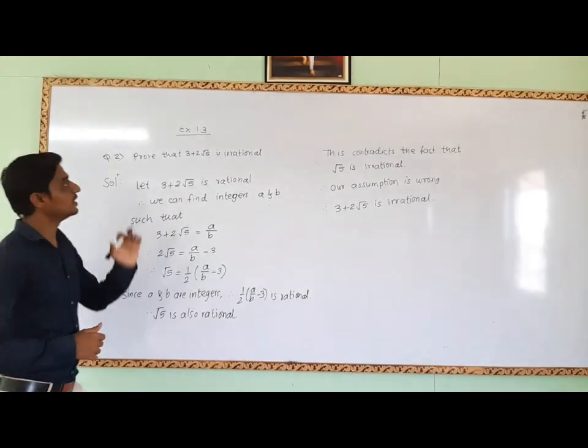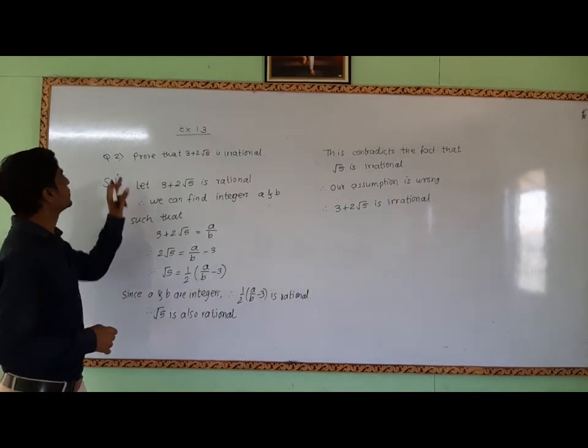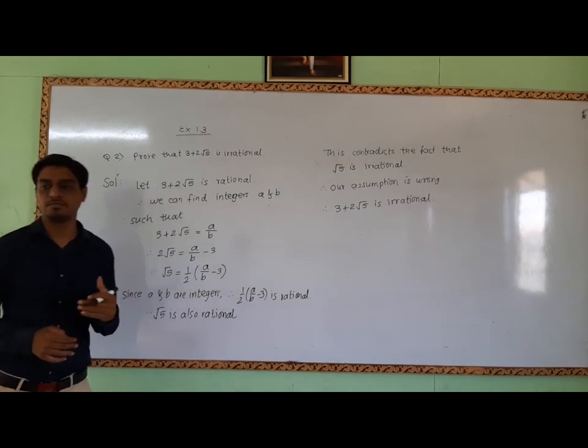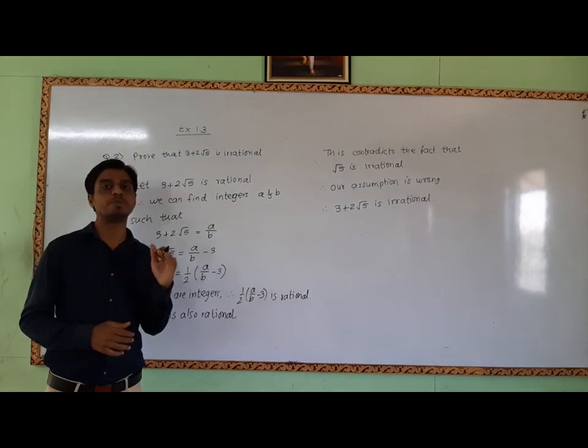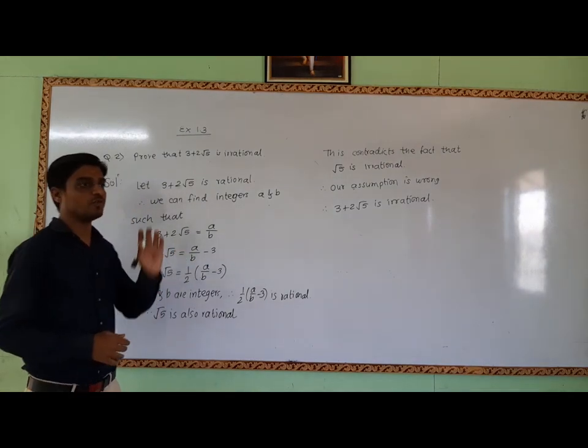Okay, we will start exercise 1.3. Question number first, we have to prove that root 2 is irrational by the same procedure. Just we have to replace 2 by 5. We will go for second question.